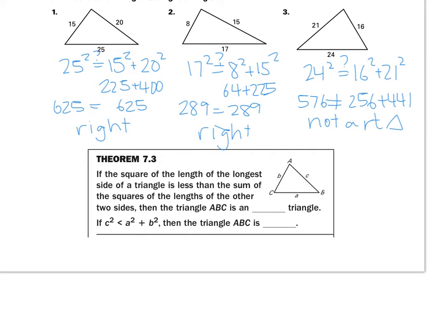Okay, if the square of the length of the longest side of the triangle is less than the sum of the squares of the lengths of the other two sides, then the triangle is an acute triangle. So if c squared is less than a squared plus b squared, then triangle ABC is acute.